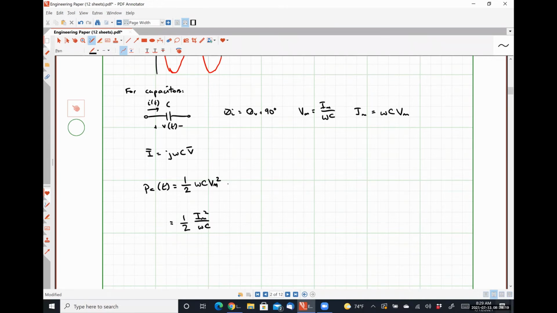Then we're going to have our double angle portion: cosine of twice omega t plus twice theta V plus 90 degrees, and cosine of twice omega t plus twice theta I minus 90 degrees. Again, the average is equal to 0, and I'm not going to bother drawing a graph for this one because it's going to look identical to what we saw with the inductor. Exactly half the time the capacitor is absorbing power, and the other half of the time the capacitor is supplying power.